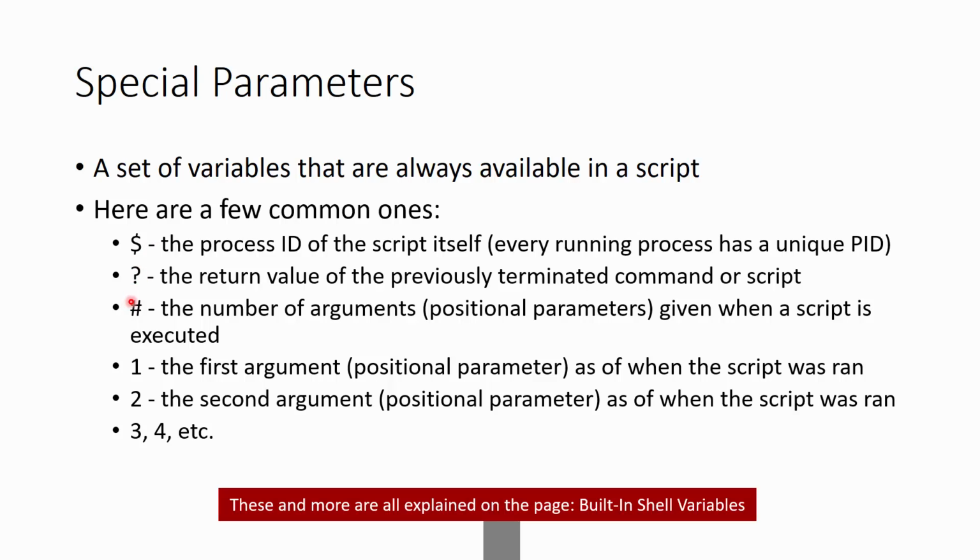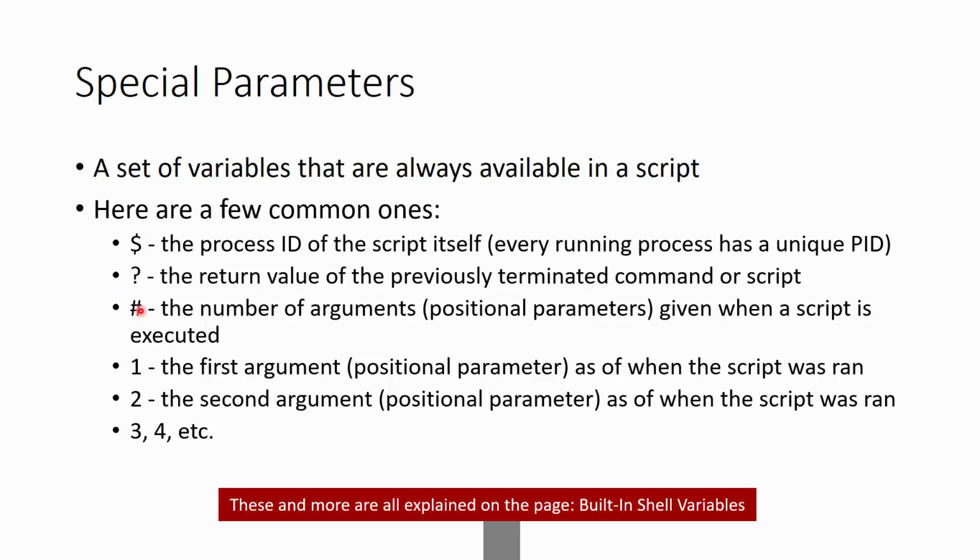Here we have the question mark. The question mark variable, or parameter, holds the return value of the previously terminated command or script. It's basically a way to say, how did the last command I just ran end up? I mean, what was the value that was in that question mark? Was it a 0? Was it a 1? Did it crash? Did it succeed? That's how we can look at that. And we'll do some examples coming up.